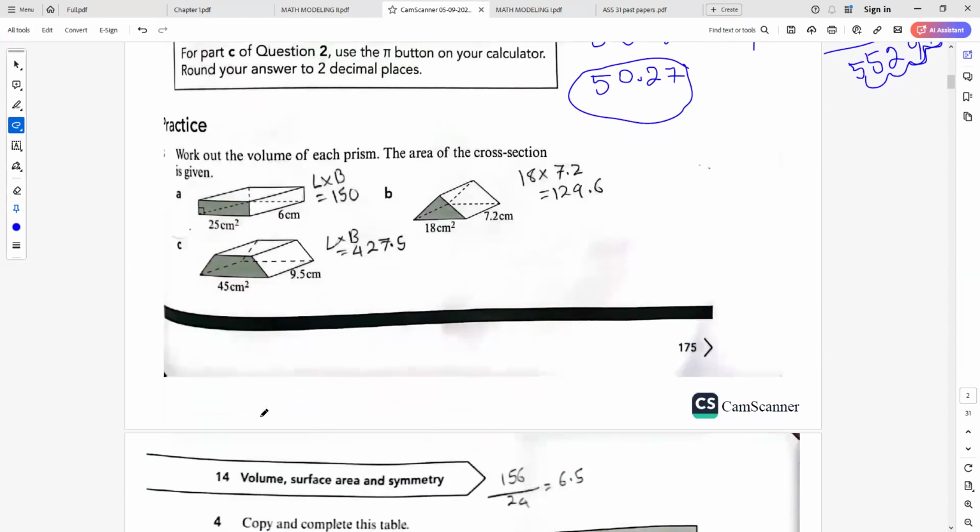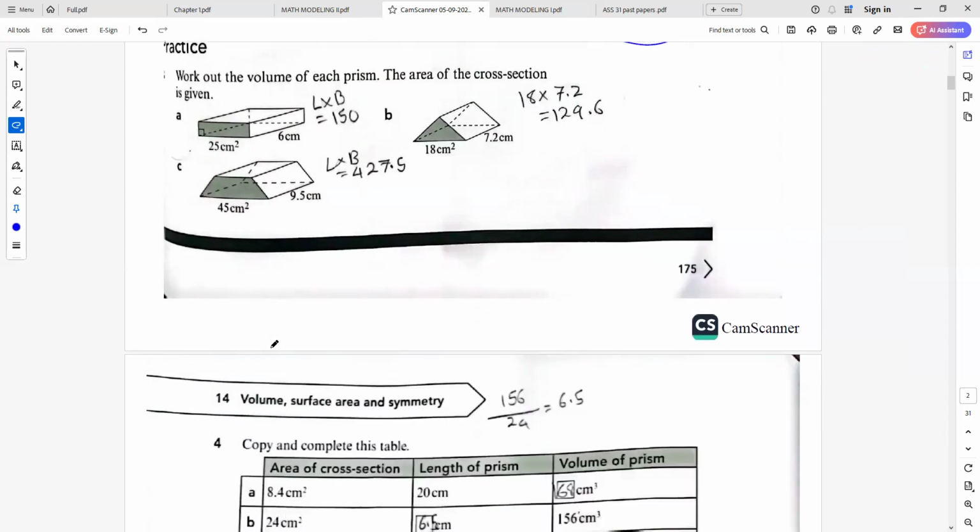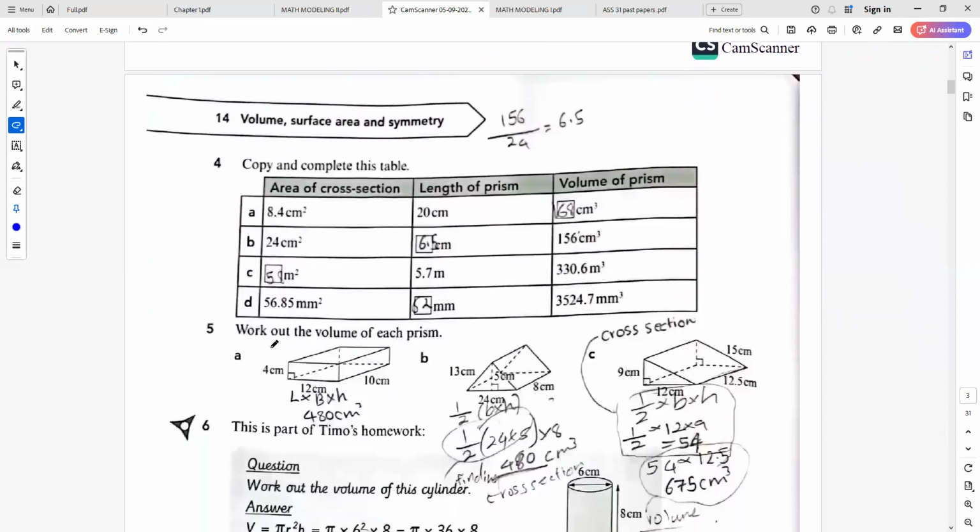Okay. Now, these are the practice questions. You can just try them. Irrespective of the shape of the cross-sectional area, they have directly given the cross-sectional area. So you can just multiply the cross-sectional area by the length. The answers are also given, so you can check them. And if you have any doubts, you can ask me via WhatsApp.